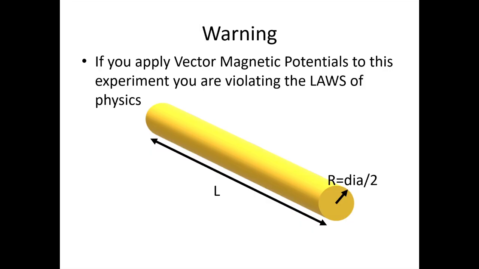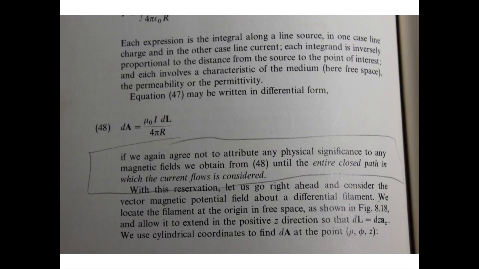Okay, now I have a warning for the physicists out there and the people that think they're intelligent on this classical theory and they're going to prove me wrong. If you apply vector magnetic potentials to this experiment, you are violating the laws of physics. If you read your textbooks, you will understand that vector magnetic potentials were derived from Faraday's law, which needs a conductor that closes around a section of field lines. A straight wire cannot enclose field lines. It's physically impossible.